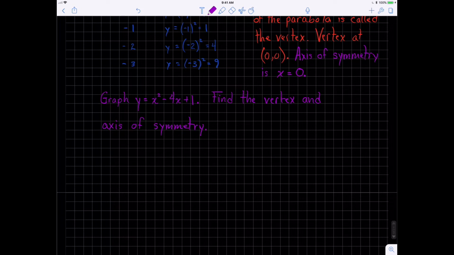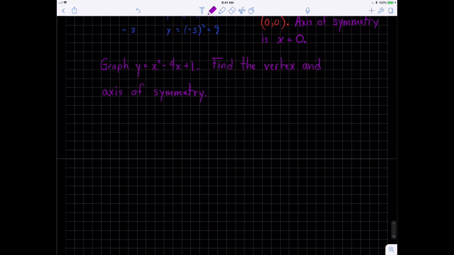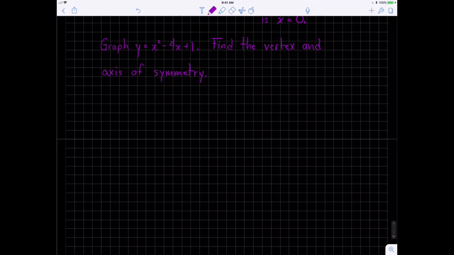Hi, in this video, we're going to try one more example of graphing a parabola by using an XY table. So the problem is this. Graph y equals x squared minus 4x plus 1. Find the vertex and axis of symmetry. All right, well, let's start.